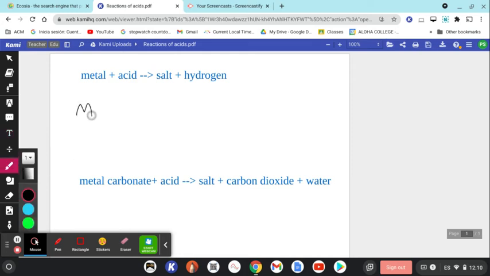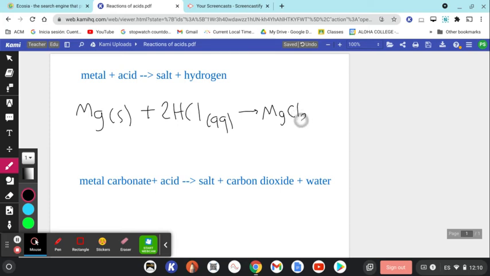So we could have magnesium, state symbol solid, a piece of magnesium, reacted with aqueous hydrochloric acid. AQ means that a chemical is dissolved in water. Now that makes a salt, which is a metal and a nonmetal, an ionic compound, magnesium chloride, which dissolves in water, and hydrogen gas, state symbol G.